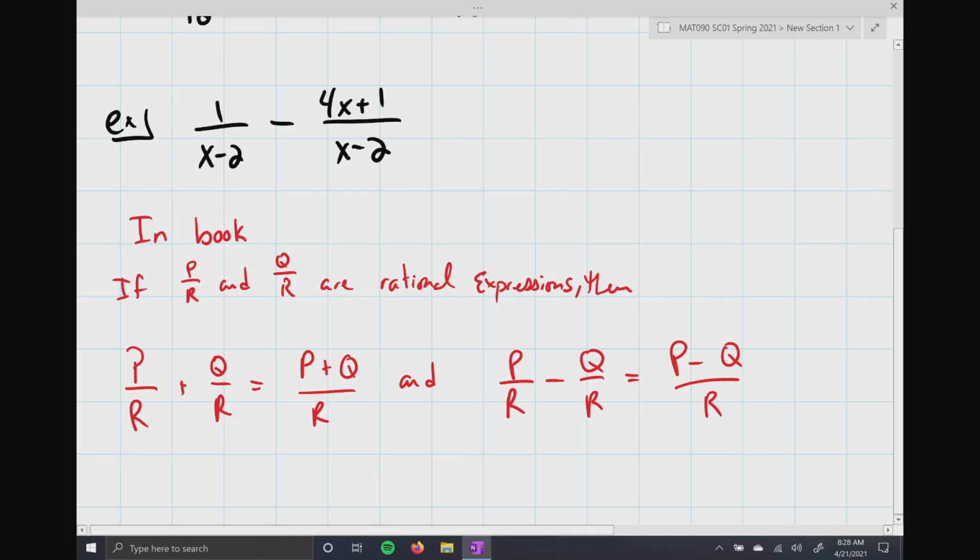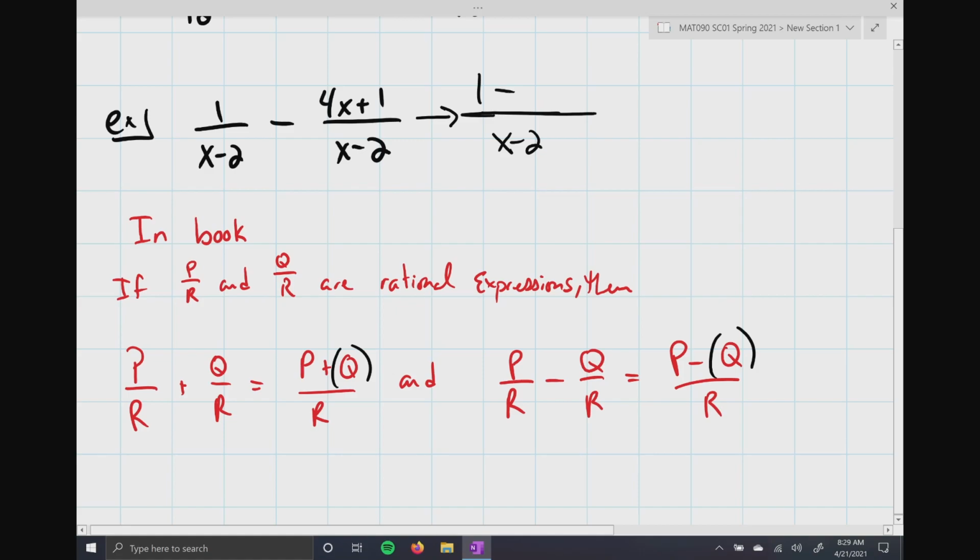Here's what they don't tell you, and here's what I need you to add in. Always put the Q in parentheses, okay? Always put it in parentheses. And here's why. If we look at this example above us, you can see that the denominators are the same. They're x minus 2, okay? The fact of the matter, though, is this. I am subtracting the entire 4x plus 1 away from the first numerator.